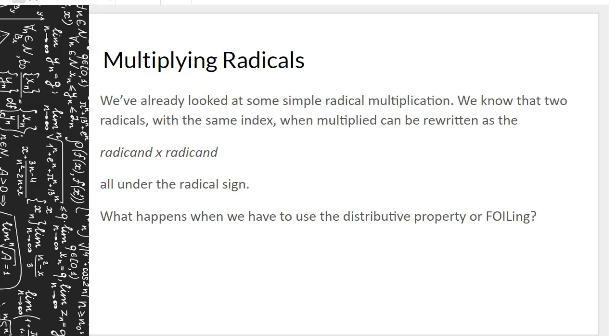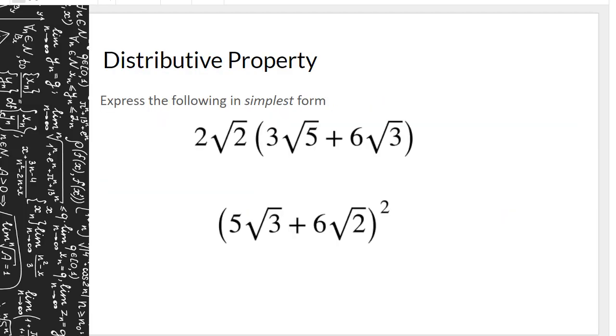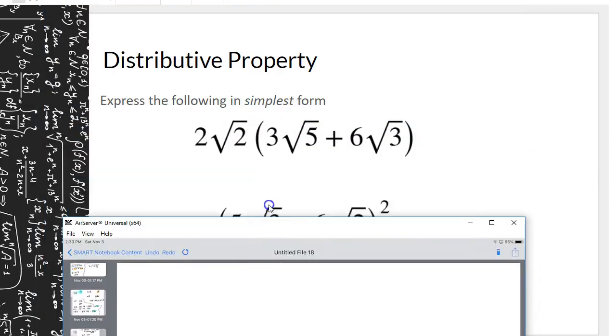We know that two radicals with the same index, when multiplied, can be rewritten as radicand times radicand, all under the radical sign. What happens when we have to use the distributive property, or FOILing? Alright, so let's state these in simplest form.